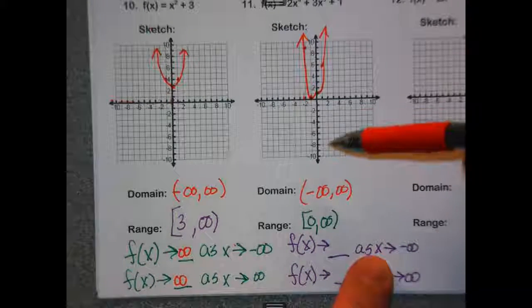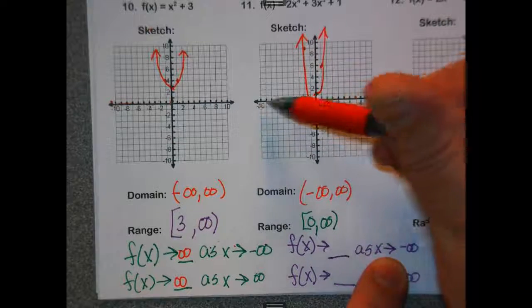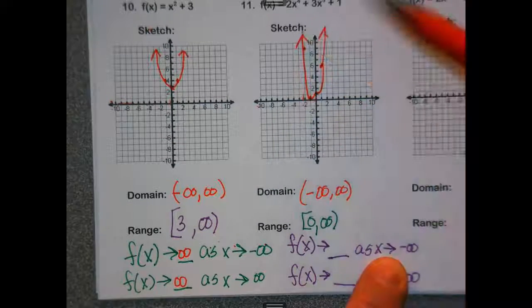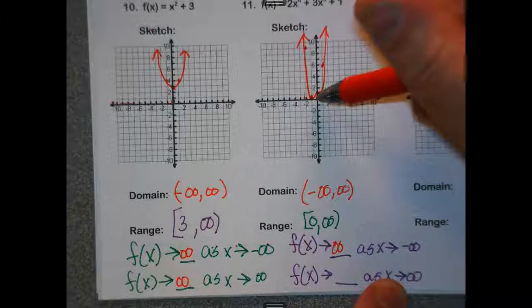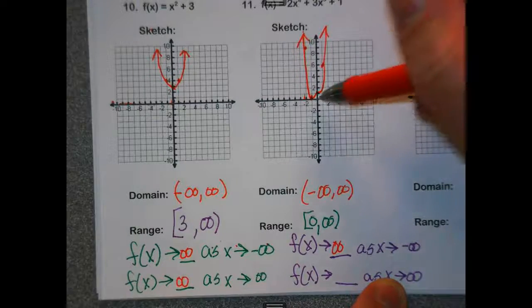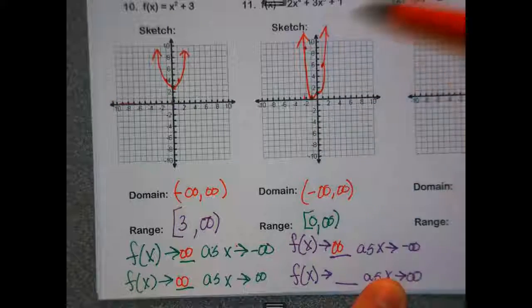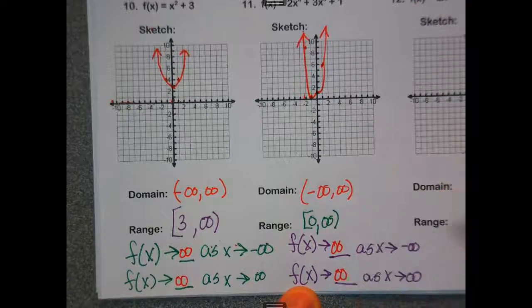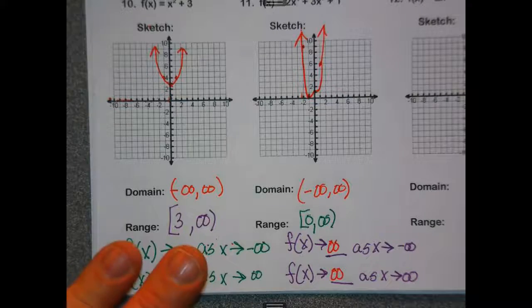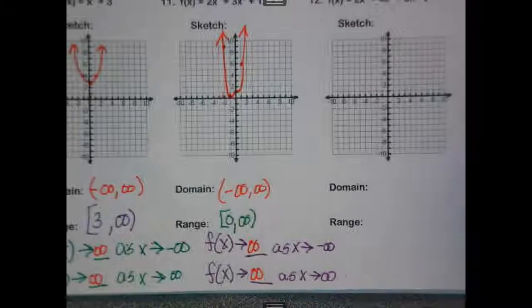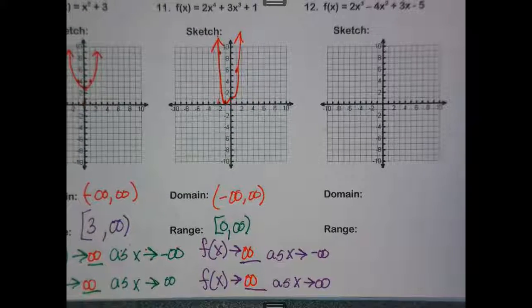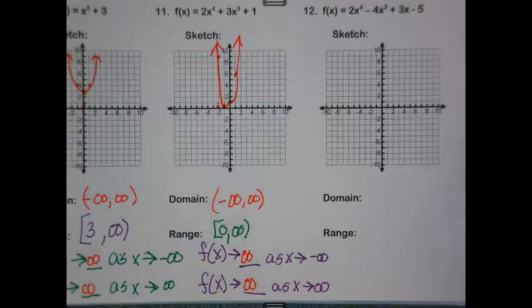And as x goes to the left, what's going to happen to my y? It's going to go up to positive. As x goes to the right, my y goes to positive. Now I want to do number 12 because it's different. It's an odd polynomial.